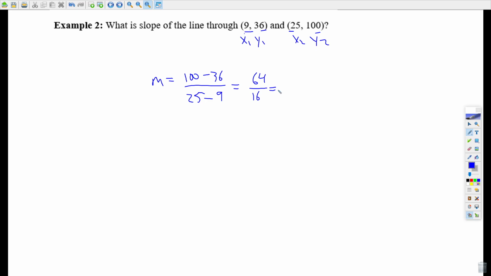Sometimes they'll become decimal, sometimes they won't. So do 64 divided by 16. That is 4. Say it's 4 over 1 or just 4. If I was putting it on a graph, I'd probably keep it 4 over 1. I hope you've done this before, and that finding slope is not new, hopefully. So we're going to do a couple more.